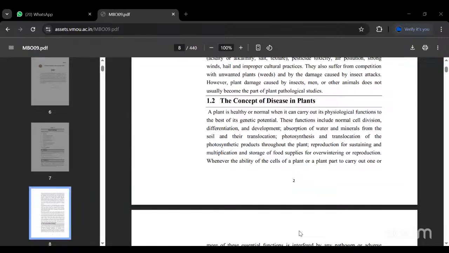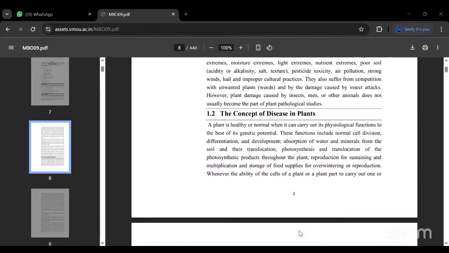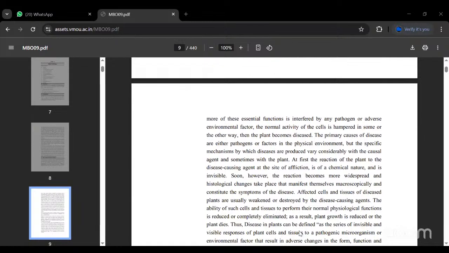Reproduction for sustaining and multiplication, and storage of food supply for overwintering or reproduction. Whenever the ability of the cells of a plant or a plant part to carry out one or more of these essential functions is interfered with by any pathogenic or adverse environmental factors.